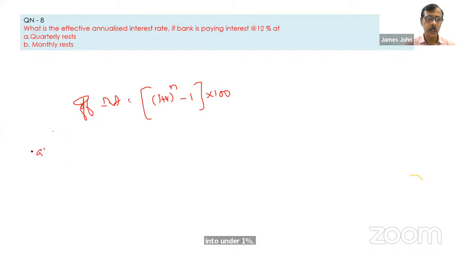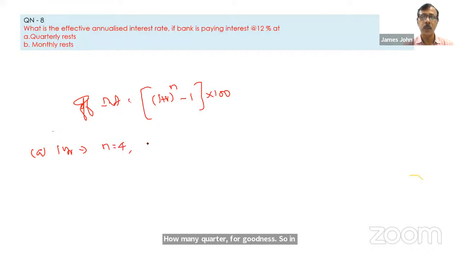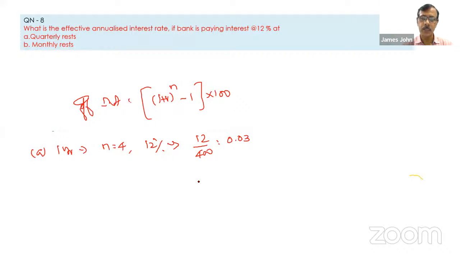Now look at the first part A. Here, what is quarterly rest? Quarterly rest means in 1 year, how many quarters? 4 quarters. So n takes the value 4. And the rate of interest is 12%. 12% quarterly rest means 12 by 400. You will get 0.03. Am I correct?